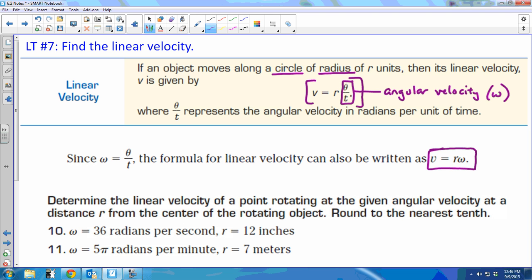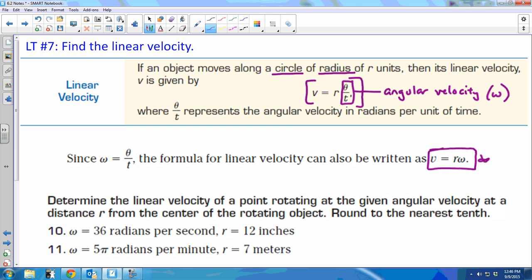Here's the thing. On most of the questions today, they're going to give you omega, so you use the second one. If there was a more challenging or critical thinking question in the book where they didn't give you omega, you would have to use the first version. They'd probably give you revolutions, you'd figure out how many radians, and go from there.